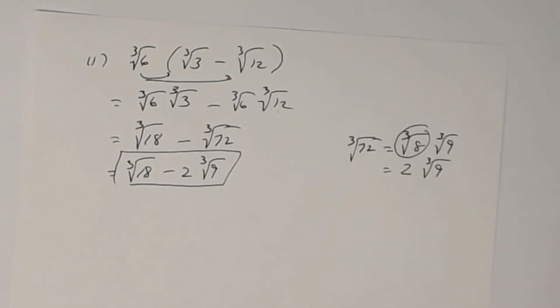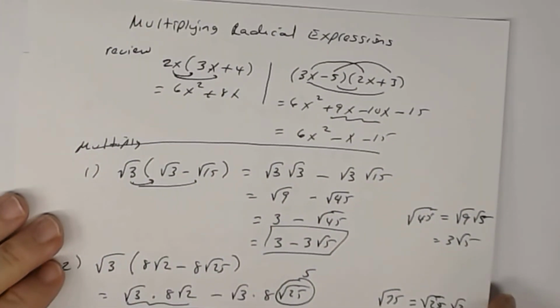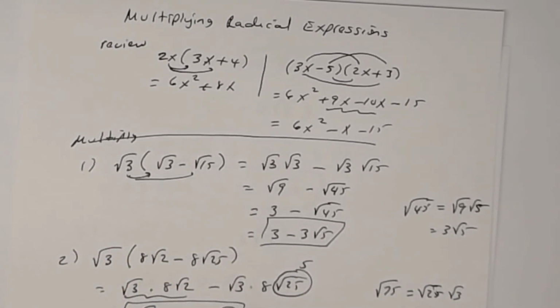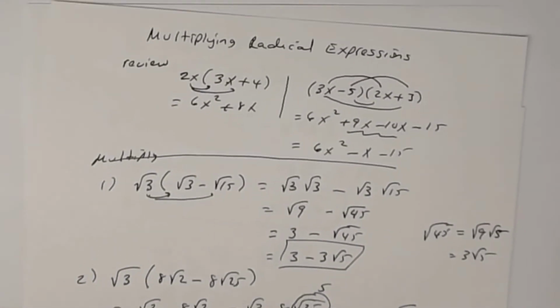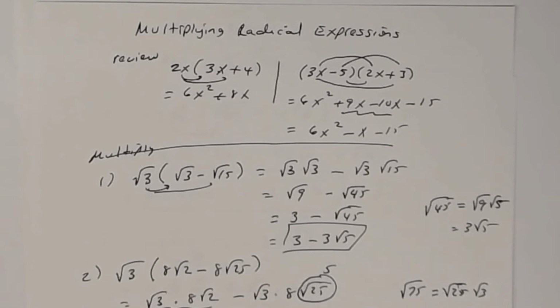All right, so that is the lesson on multiplying radicals. And remember, when we did this, we involved distributive property, and we also used FOIL. Okay, so this is our lesson on multiplying radical expressions.